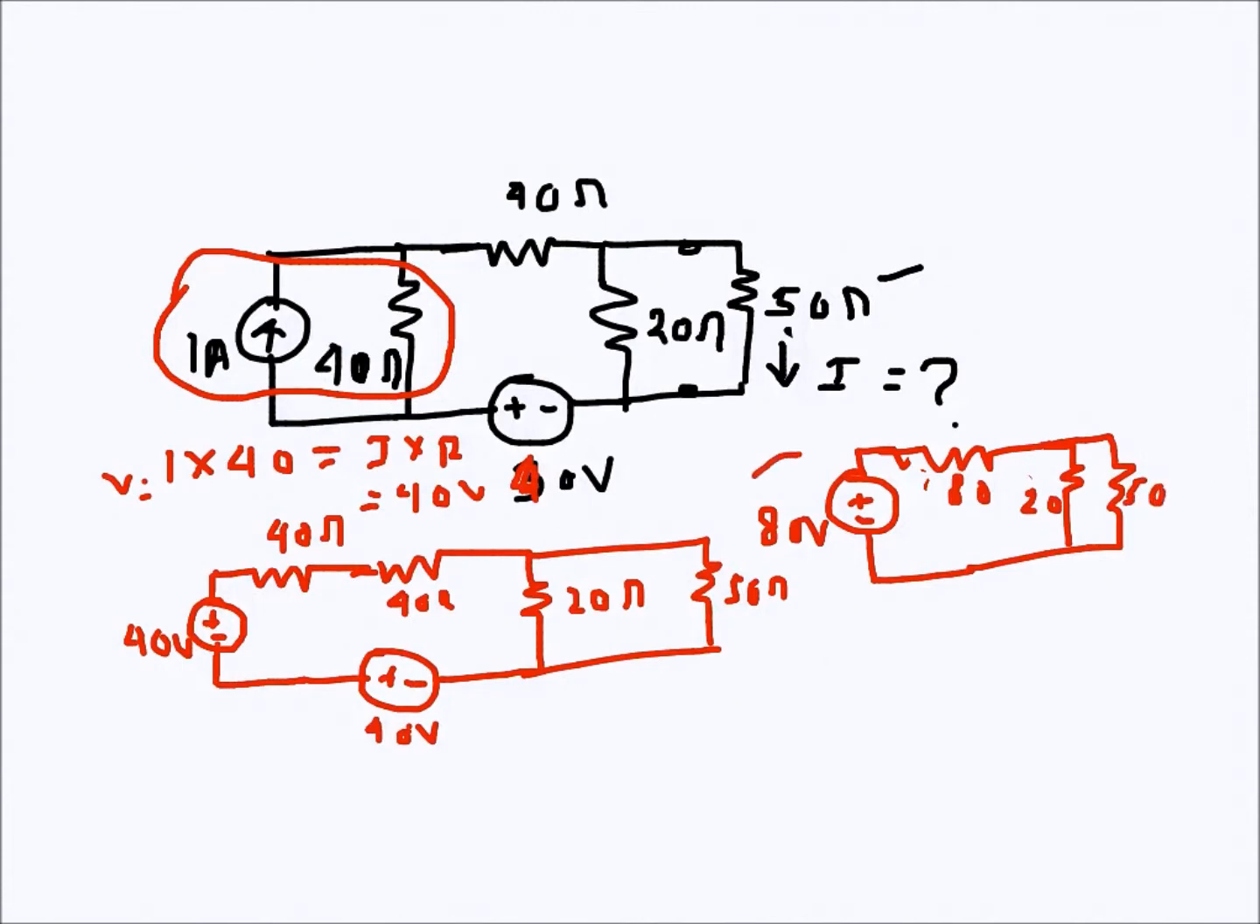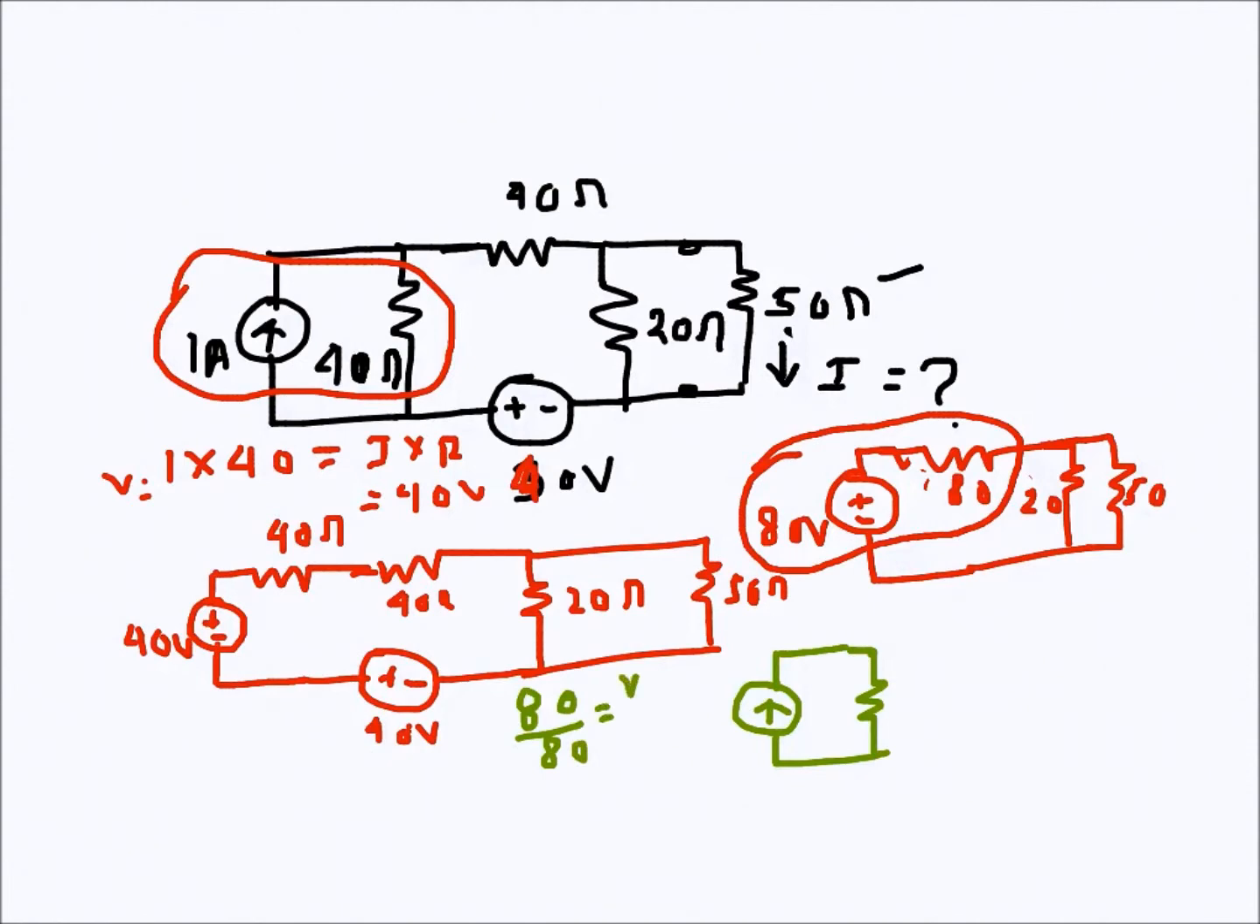Now once more a source conversion can be done. This voltage source has a series resistance, so these two can be converted into a current source. So that I will do. Maybe I will use another color. Again the current is upwards because the voltage source polarity was upwards. This resistance will come here, so the current will be V over R. So 80 over 80, and that gives 1. So it's 1 ampere. This is 80, stays 80. This one is 20, and this one is 50.